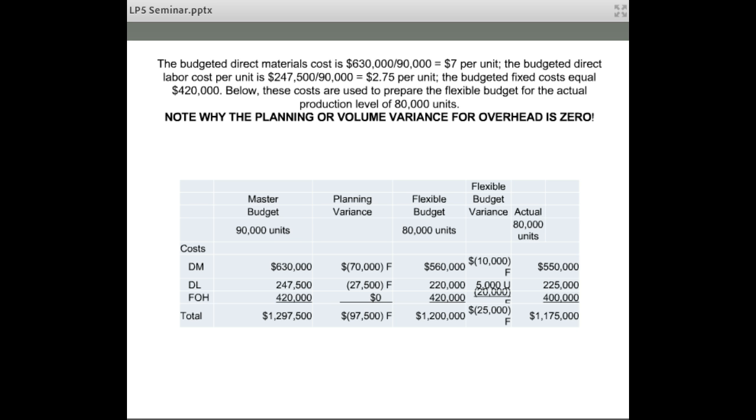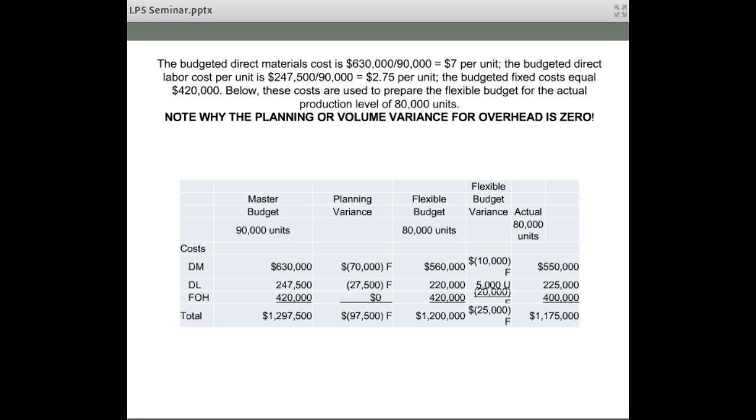So the example given is that the budgeted materials cost is $630,000 based on 90,000 units or $7 a unit. The budgeted direct labor per unit cost was determined to be $2.75 and budgeted for 90,000 units at a total of $247,500. The budgeted fixed costs equal $420,000.